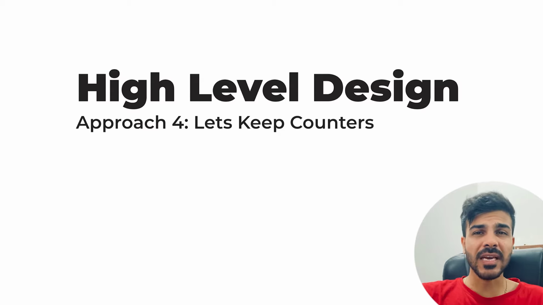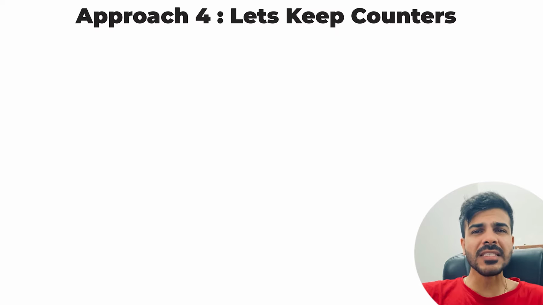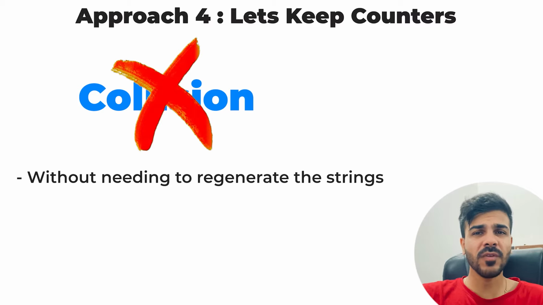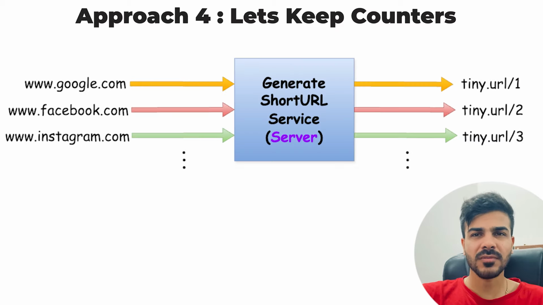Now, so far we have seen that using random string generation led to collisions. And we have also seen that when we regenerated strings to avoid these collisions, it led to another problem, that of introducing latency. So, what can we do to solve this? How about if we can just avoid having collisions entirely, without needing to regenerate the strings? I'll start with the simple approach, a numbering system.